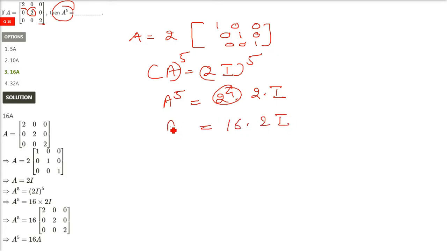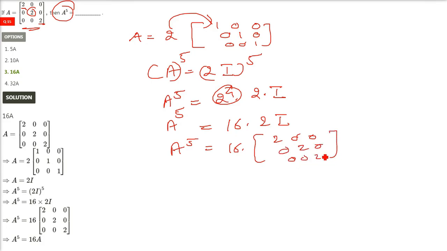Now this 2I is what? You see, 2I is A only. We have already seen that A is 2 into I only. So A raised to 5 is 16 times 2 0 0, 0 2 0, 0 0 2, and that is nothing but A. So A raised to 5 is equal to 16 into A. That is your answer.